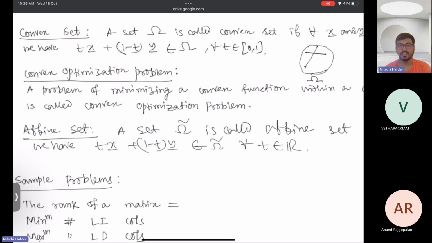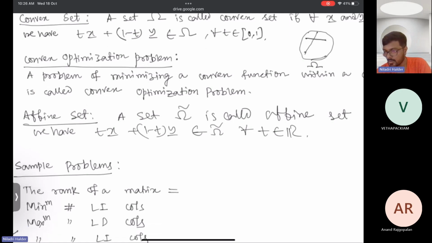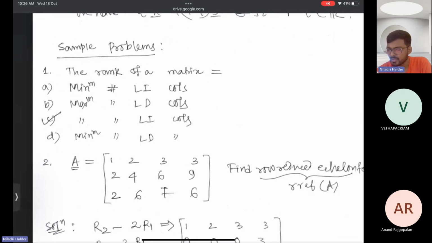So then we can say that the optimization problem is the convex optimization problem. Then the affine set is just the definition is same, but here t can be any real number. So that is the affine set definition. So this is just a one sample problem.